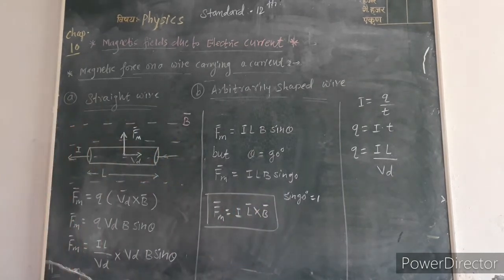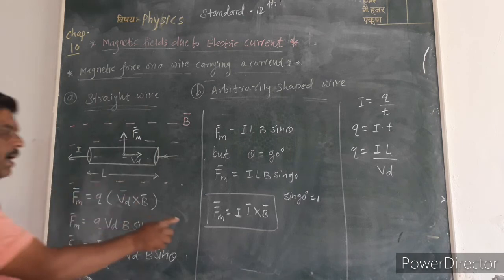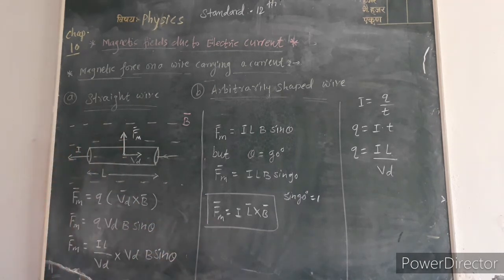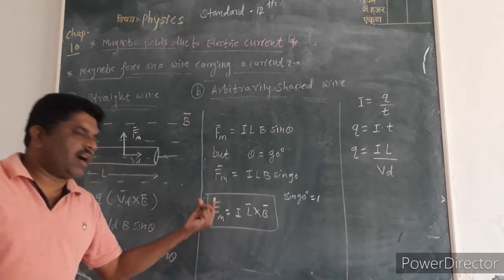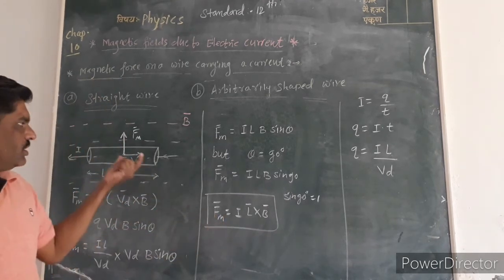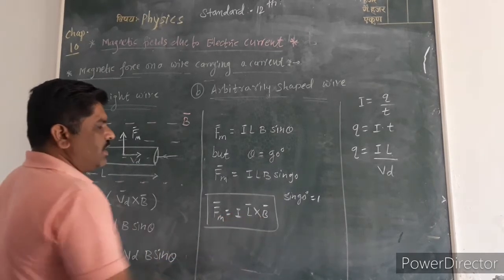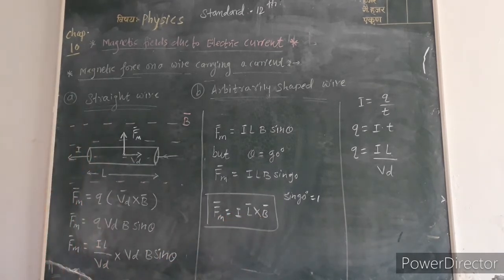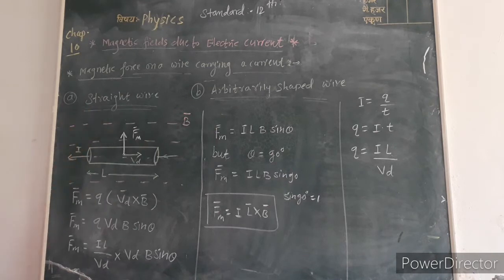This is the magnetic force acting on this wire when the straight wire is kept in magnetic field B bar. Fm bar is equal to I L bar cross B bar, where Fm bar means magnetic force, I is the current passing through this straight wire, L is the length of the straight wire, and B is the magnetic field. This is the magnetic force on a current-carrying wire when the wire is straight.